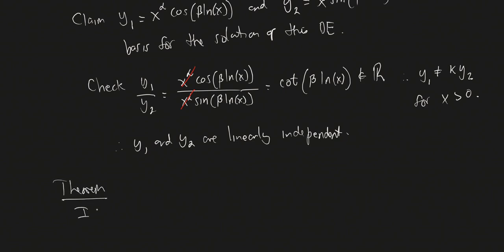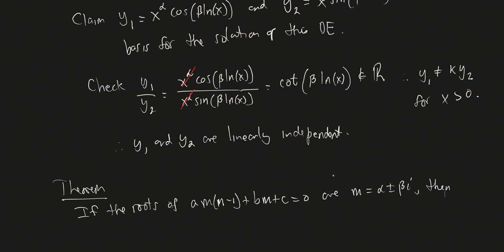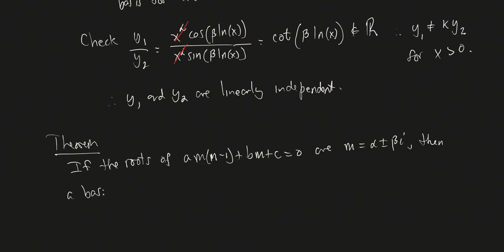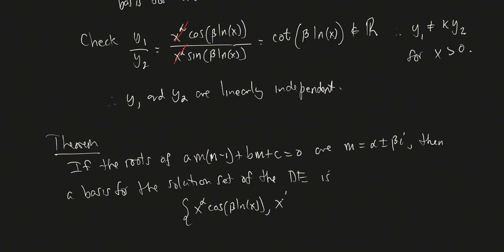So here's what it says. If the roots of a m times m minus 1 plus b m plus c equals 0 are this conjugate pair, alpha plus or minus beta i, then a basis for the solution set of the Cauchy Euler differential equation is, so here are the two functions: x to the alpha cosine of beta log x, and then x to the alpha sine of beta log x.